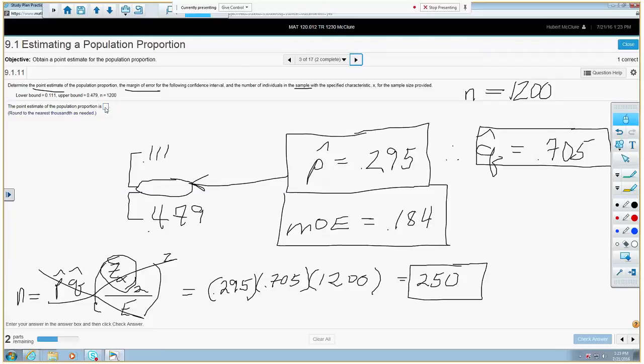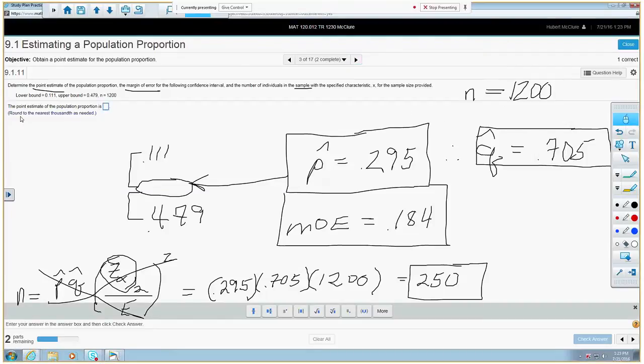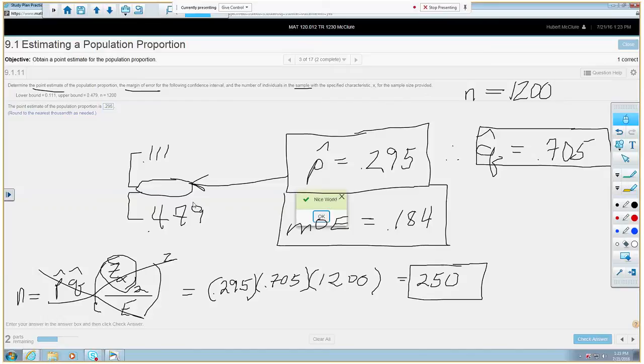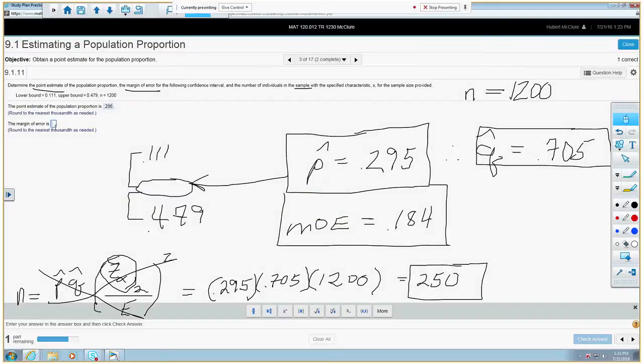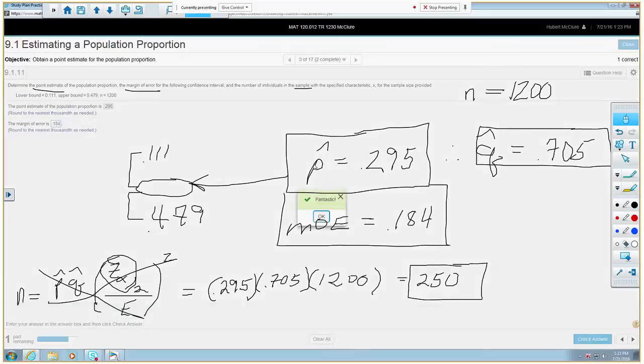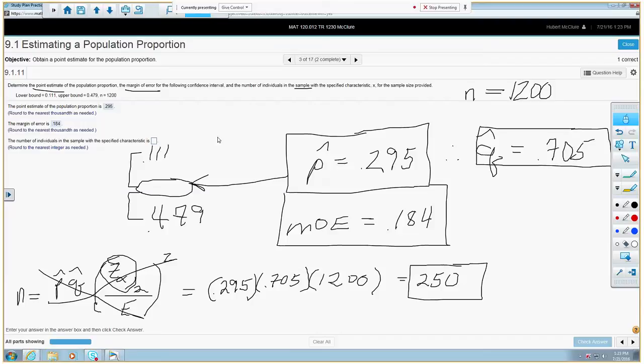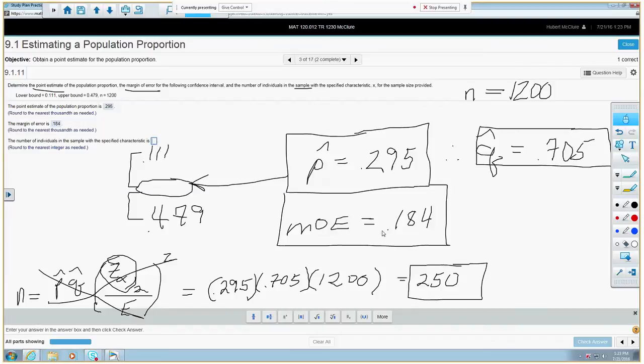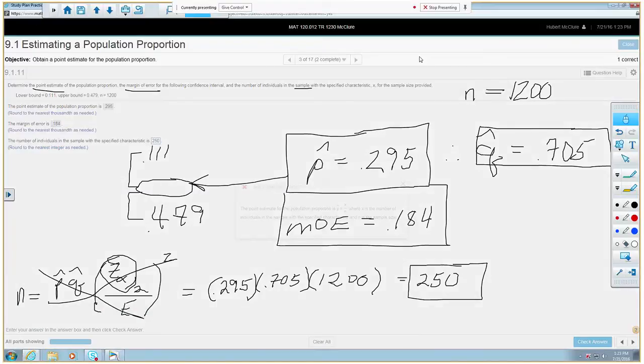At least I know the P hat's right, 0.295. What does it say? The nearest thousandth? 0.295. I hope y'all told me right. The margin of error said round to the nearest thousandth: 0.184. And the number of individuals would be 250. If I'm reading that right, it should be 250. I'm not reading that right.